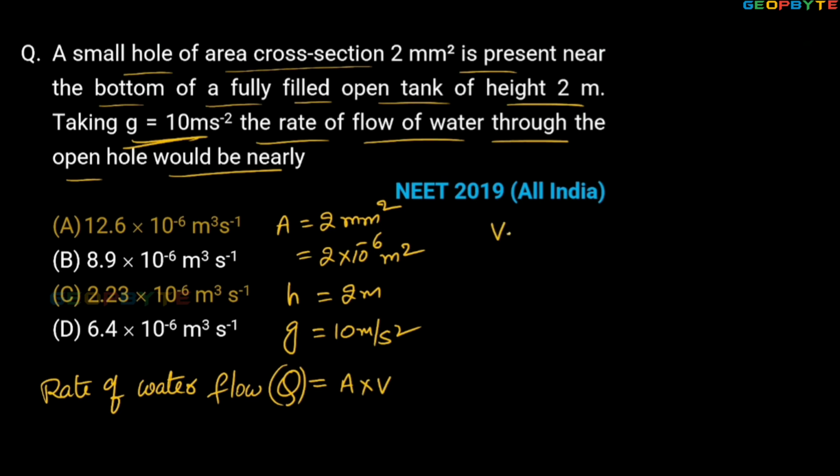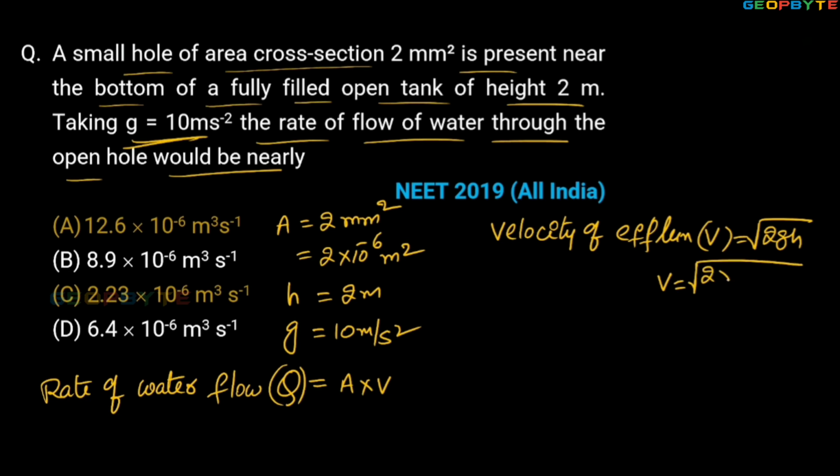As you know, the velocity of efflux V equals root over 2gh. V equals root over 2 into G 10, and H is 2 meters, the height of water in the tank. It is root over 40. Root over 40 I can write as root over 4 into 10, which can be written as 2 root 10. Units are meter per second.